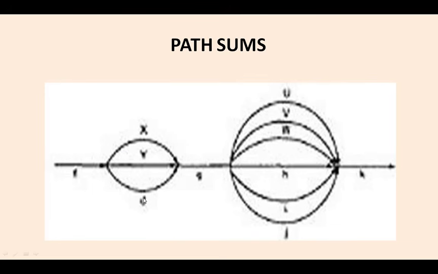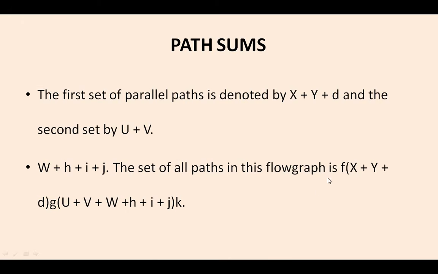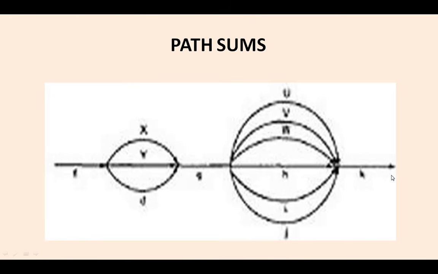See, x plus y plus d into, it is not parallel, it is serial to that. Whenever it is serial, we have to use the into symbol. x plus y plus d into g, u plus v plus w plus h plus i plus j, into k. This one is the serial path. Whenever the path is serial, you can represent it as into. Whenever it is parallel, you can use the symbol plus. So parallel paths can be represented as the plus symbol, either this or this or this, whereas serial paths can be represented as the product symbol.